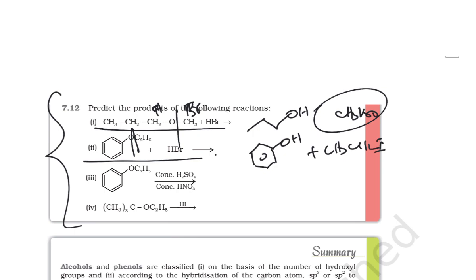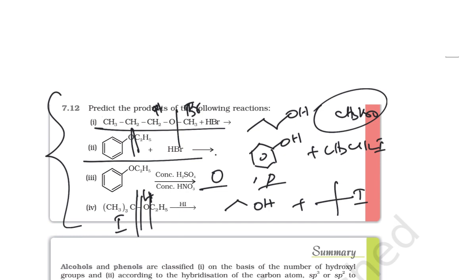Then there is nitration, right? So we will get the ortho and para product. Then here, in the case where this is tertiary, the iodine will join on this side. Here the hydrogen will join. So you get ethanol plus tertiary alkyl iodide.